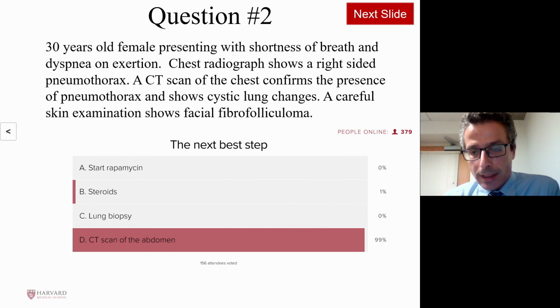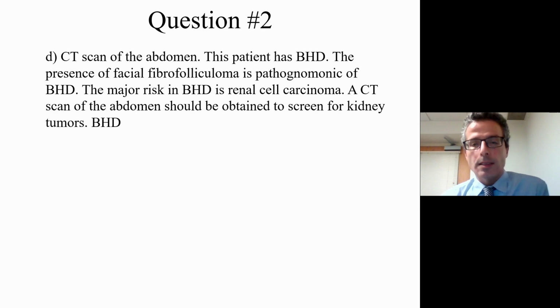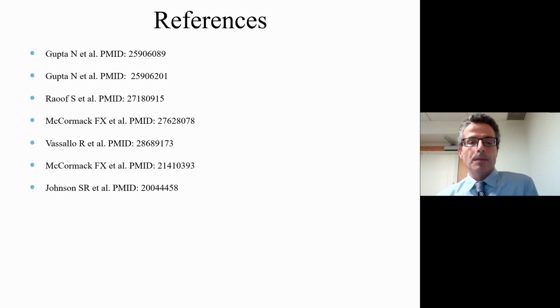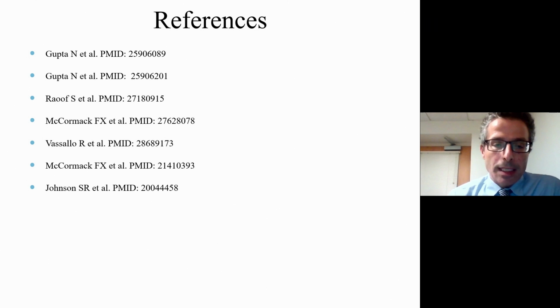BHD is autosomal dominant, so the sex distribution is the same amongst males and females. And this is the answer. That's it. These are some references with the PMID number for additional reading if you choose to.